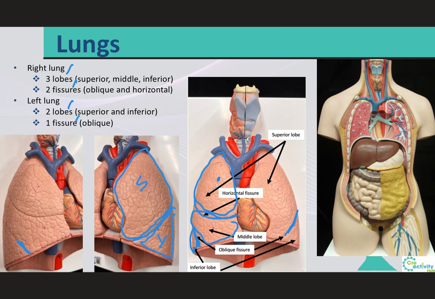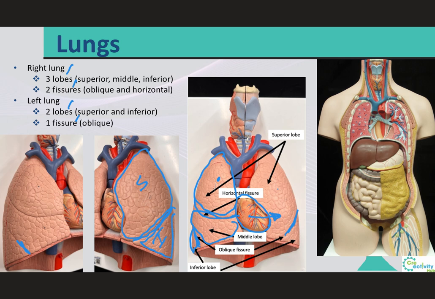Now, why is it that the right lung has 3 lobes and the left lung has 2 lobes? Well, remember that you have the heart right in the middle, but the heart actually shifts a little to the left side. Therefore, there's less space on the left side. So this is why the left lung only has 2 lobes.